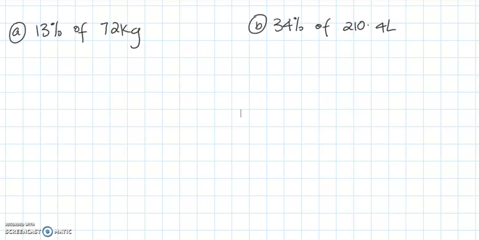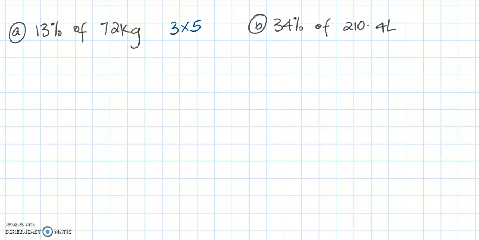Okay, we'll look at some examples of how to find a percentage of a quantity. If we think back to when we started learning multiplication, if I have 3 lots of 5 pence, the way I would write that is 3 lots of 5 pence.